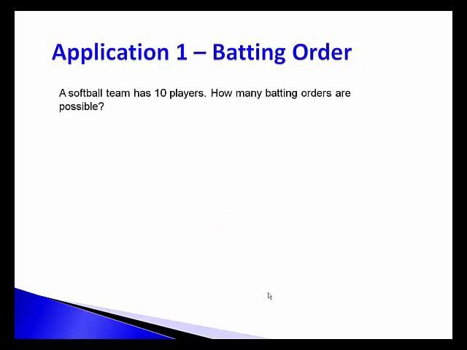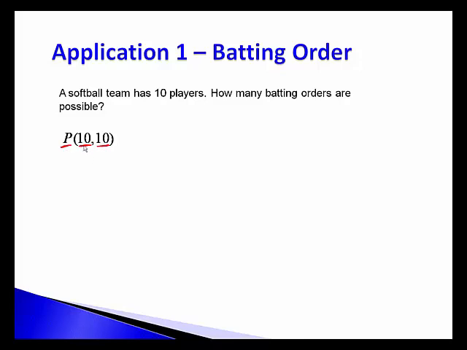And I want to show you another way to do both of these. The softball team has 10 players. How many batting orders are possible? This time we're going to use permutations to calculate it. This would be the permutation of 10 things taken 10 at a time. There are 10 players on the team, and all 10 of them are going to bat. This symbol says we're dealing with a permutation.